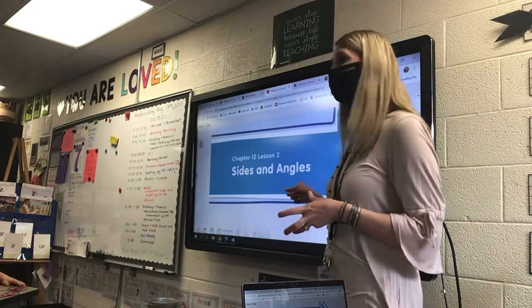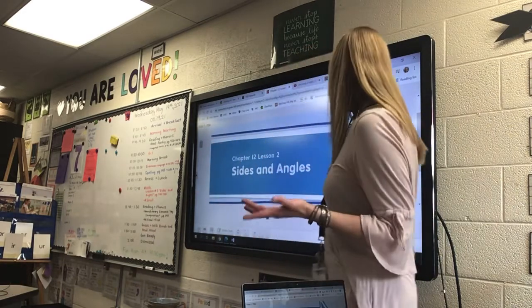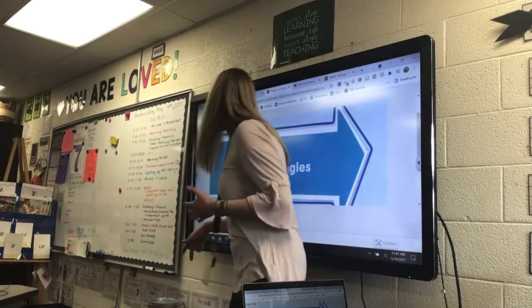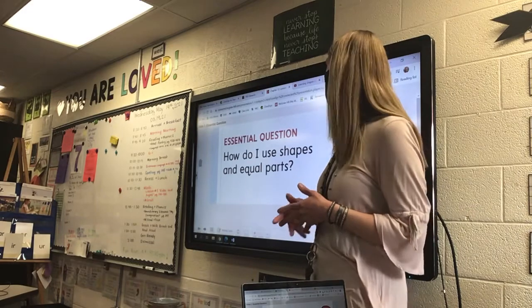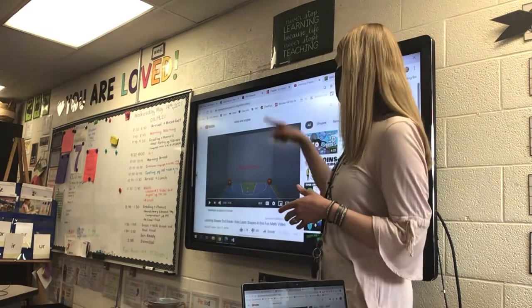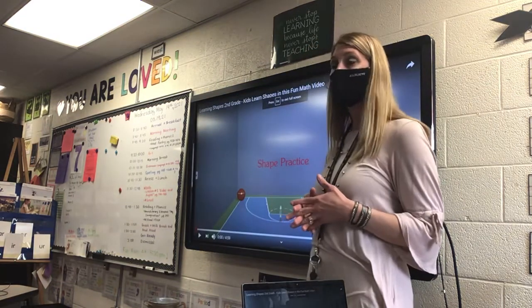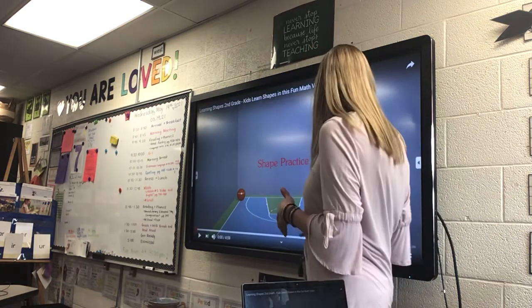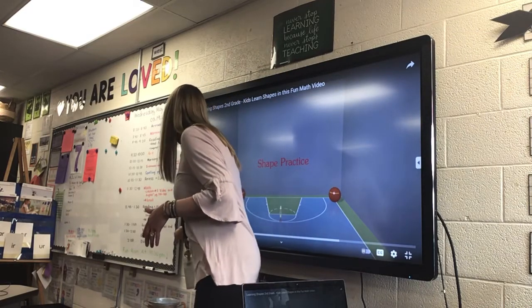And we're going to learn about the sides and the angles, because every shape has a side and it has an angle. So our essential question is, how do I use shapes in equal parts? Okay? We're going to watch a video today that talks about sides and angles, and it's our little robo friend. So please be watching, learning. It's about 5 minutes long, okay? It's a great video. And I'm just going to make sure my sound is on. Here we go.